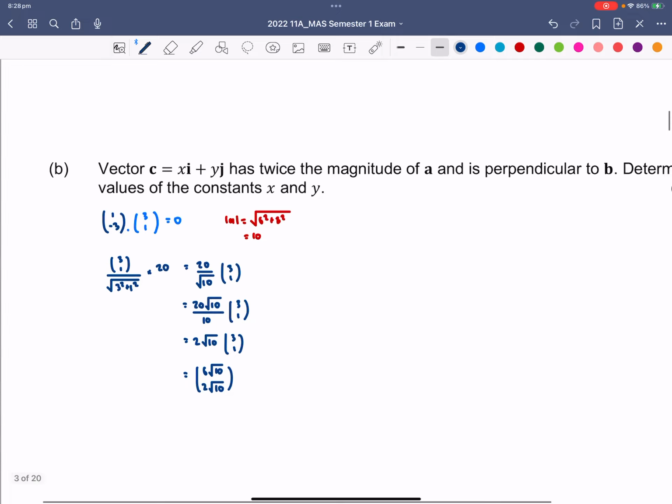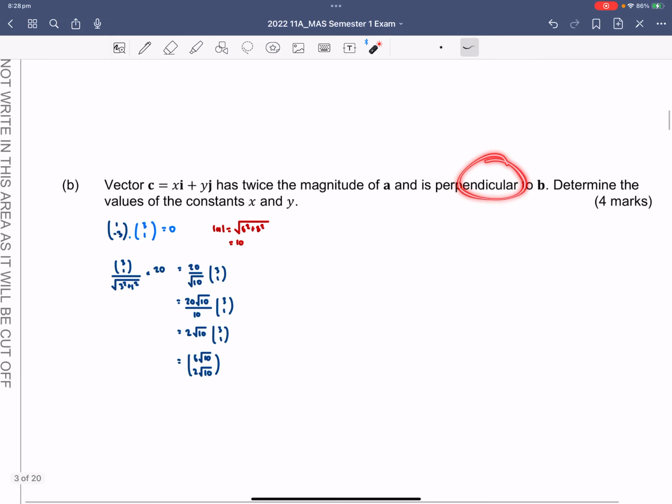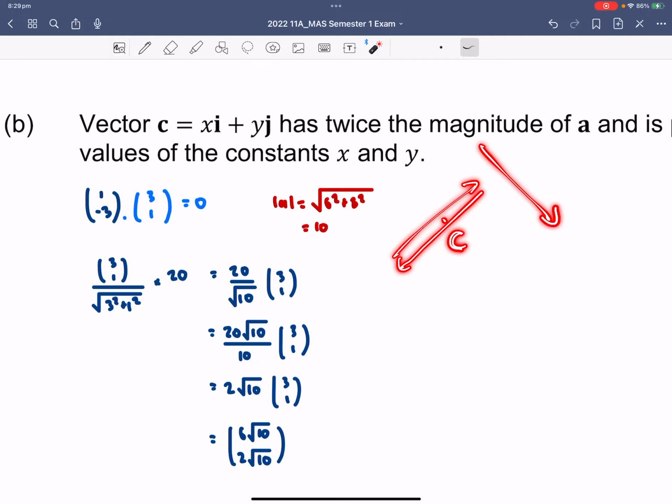Now, to be fair, it did say the value of the constants, and it just said perpendicular to B. Nobody said in the same direction. So I know 3, 1 was perpendicular to B, but what about negative 3, negative 1? Think about it. Something like this and something going in the exact opposite direction. If it's exactly the same size going in the opposite direction, it still would be perpendicular. So either one of these could be C, because either way it's going to be perpendicular to B, and they'll both be the exact same size of 20 units big.